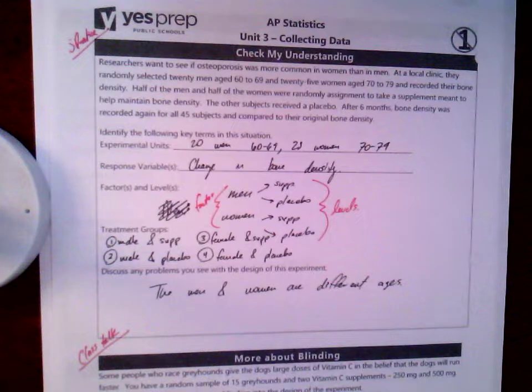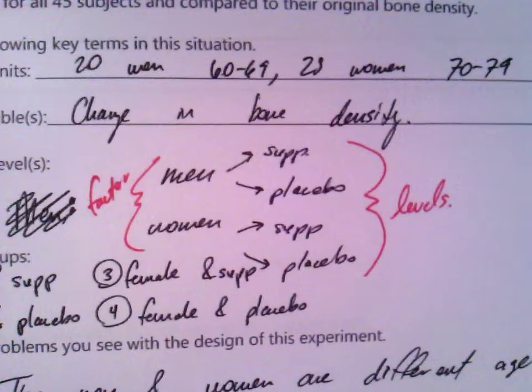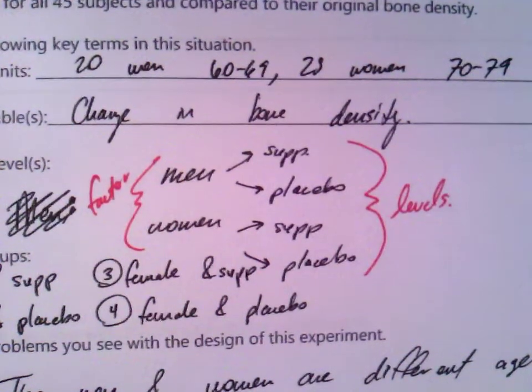All right, my experimental units here are the 20 men aged 60 to 69 and the 25 women aged 70 to 79. My response variable is the change in bone density. My factors here are men and women. So it's not really something I'm assigning, obviously. It's kind of like how I'm splitting people up. And then the levels would be I'm either giving them a supplement or a placebo.